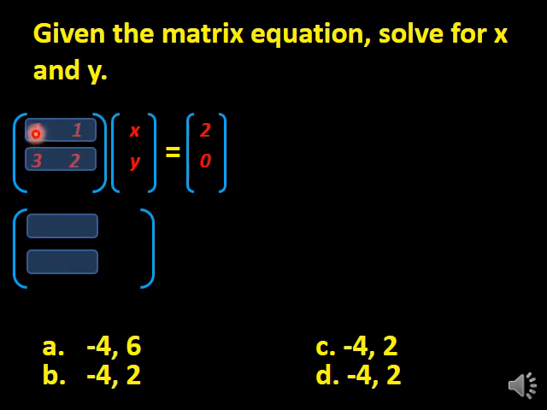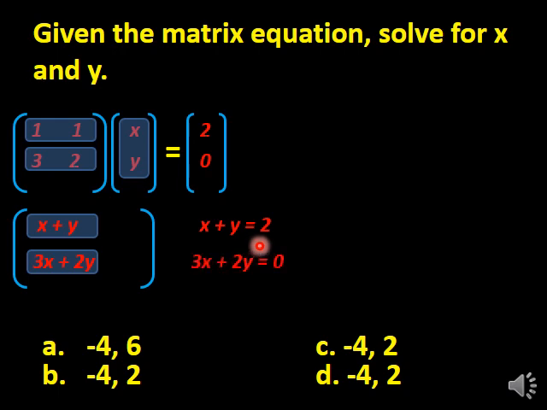And then we multiply this row by this column. So we have 1 times x is x, 1 times y is y. This is row 1, this is column 1. Therefore, on the product matrix, the resulting value is on row 1, column 1. Now, this is on row 2, column 1, and that is 3 times x, 3x, plus 2 times y, 2y. And x plus y is equal to 2, so we have x plus y equals 2, and 3x plus 2y is equal to 0. Now you can use your algebra to determine the value of x and y.